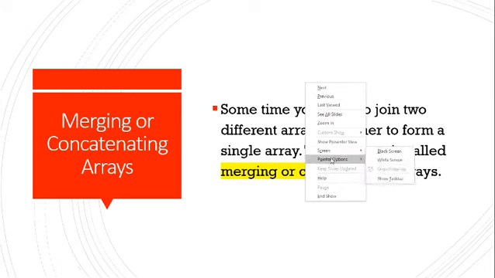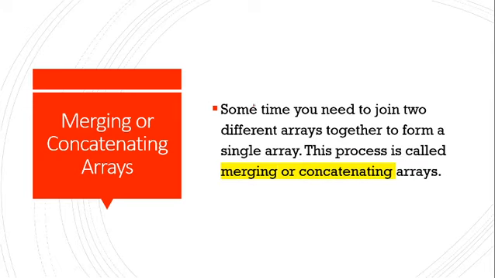Merging means sometimes you need to join two different arrays together to form a single array. Two different arrays, three different arrays. If you want to join them in a single array, this process is called merging or concatenating arrays. Whenever you have to join two or more arrays in a single array, that is called merging or concatenating.